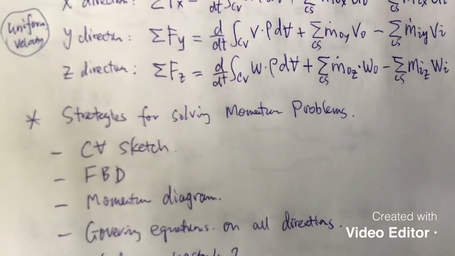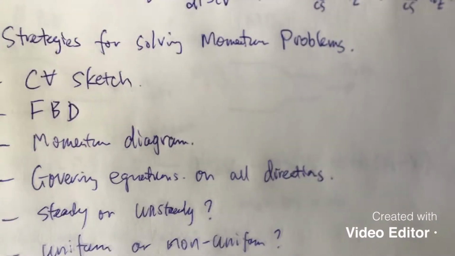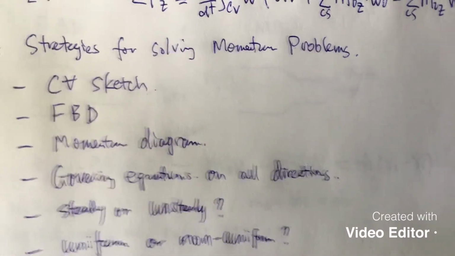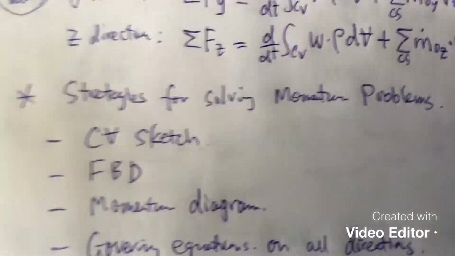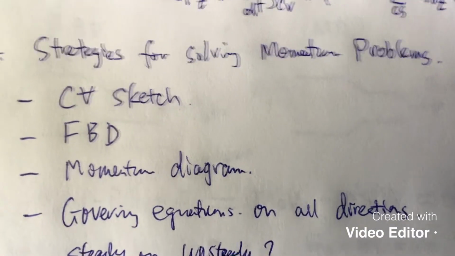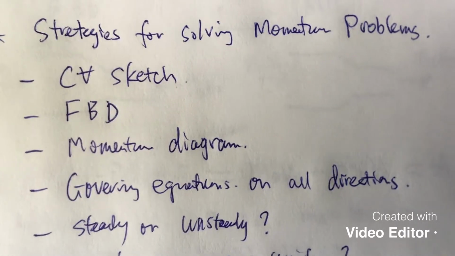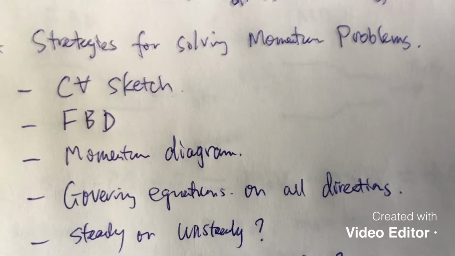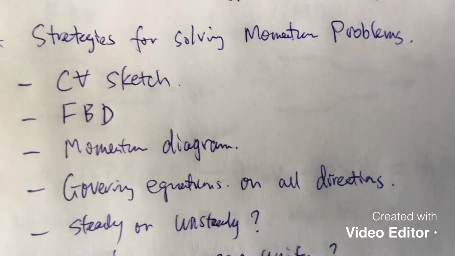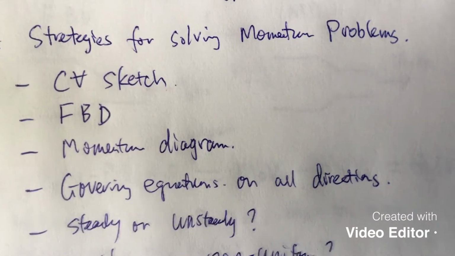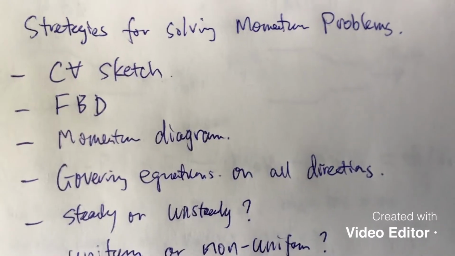Before I give you any examples, let me emphasize the strategy for solving conservation of momentum problems. Some students feel conservation of momentum problems are difficult, so we need a strategy to guarantee we can solve them. That's a process. You need to draw the free body diagram and the momentum diagram. First, identify and sketch the control volume. For the previous example, we showed the pipe; that portion of the pipe is your control volume.